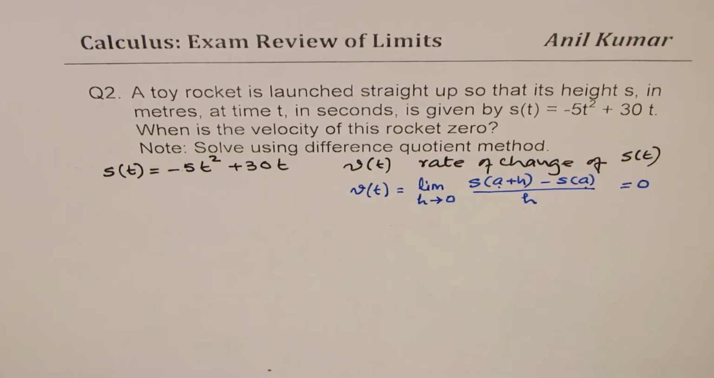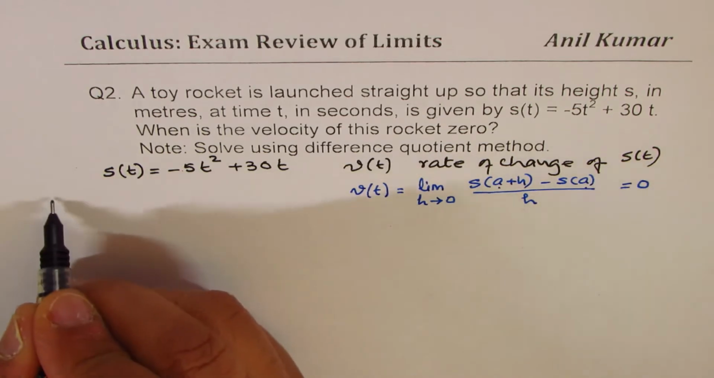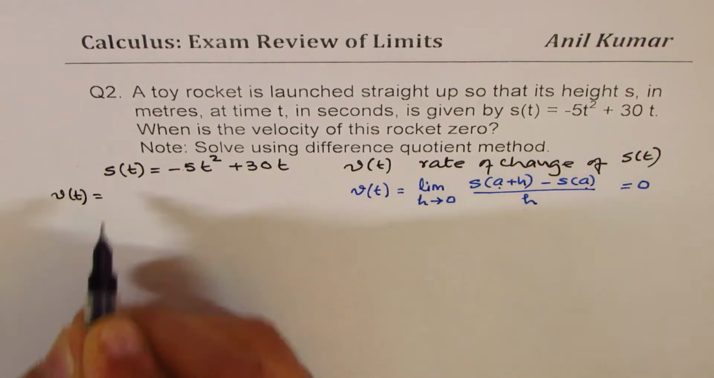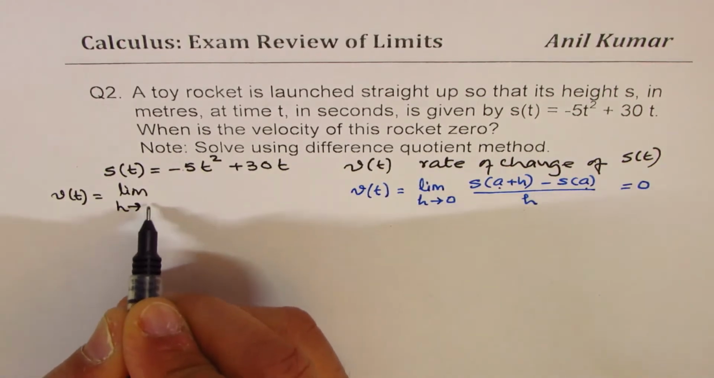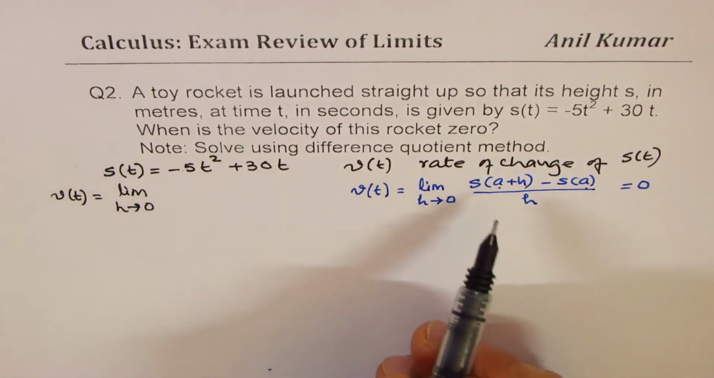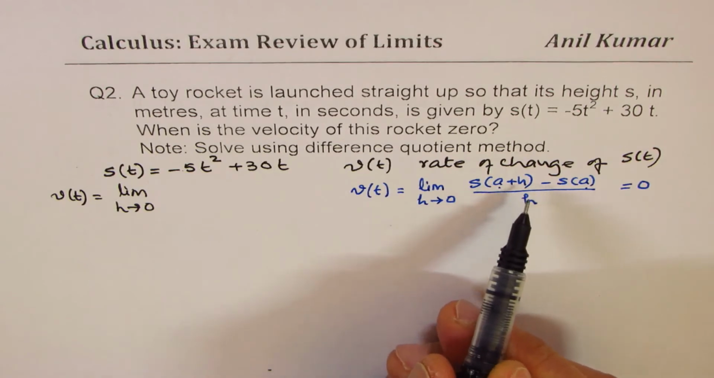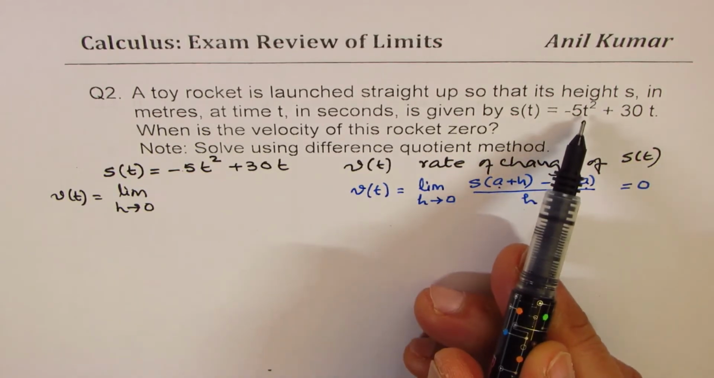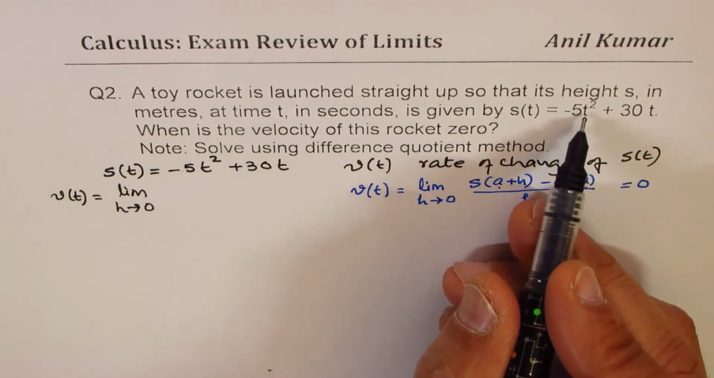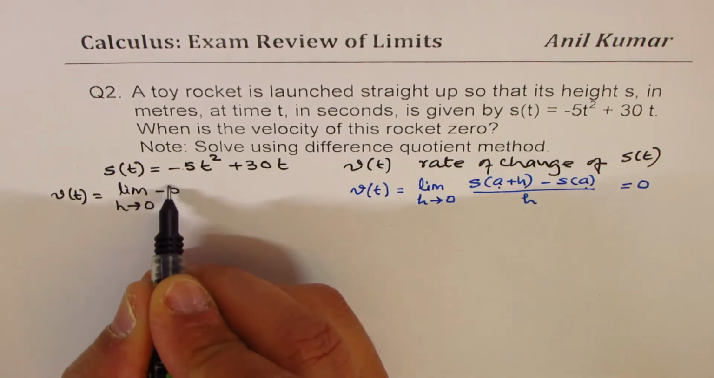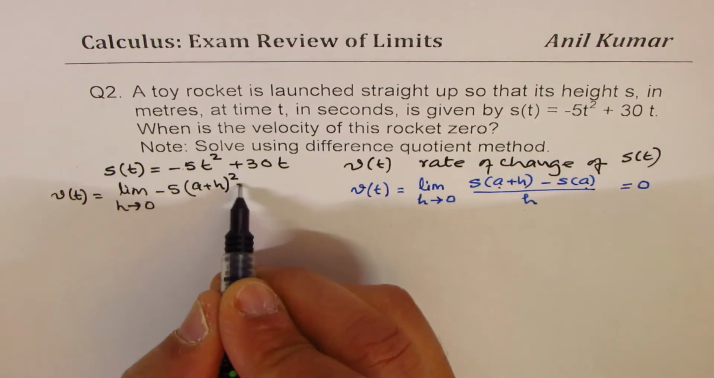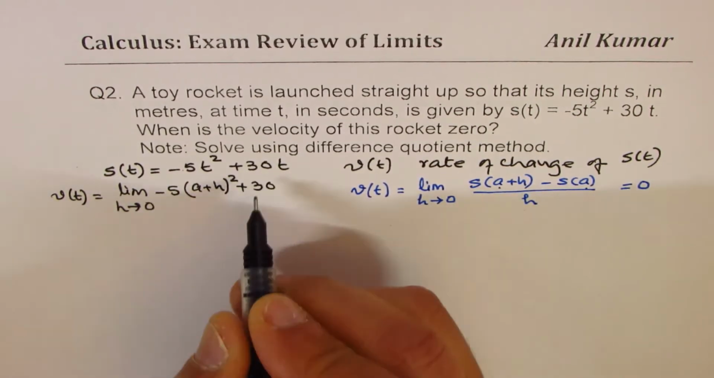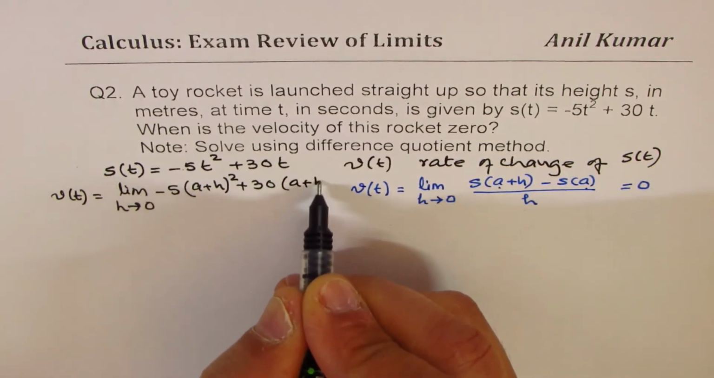So let's just apply this formula now, and we can write down that the velocity is indeed equal to the limit of this function when h approaches 0 for s of a plus h, right? So t will be replaced by a plus h. So we have minus 5 times (a plus h) whole squared plus 30 times (a plus h).